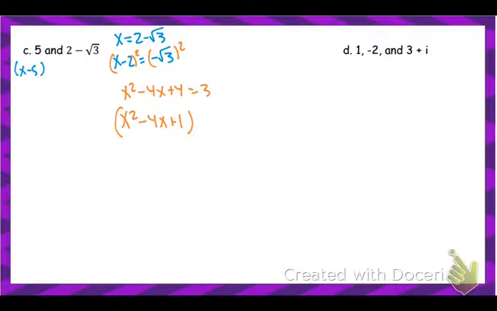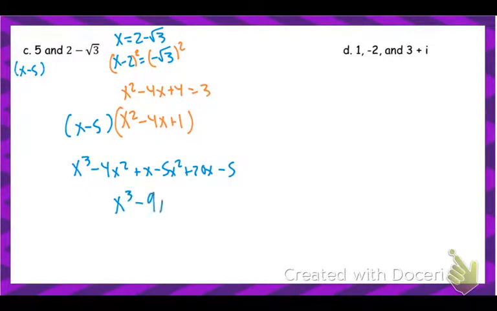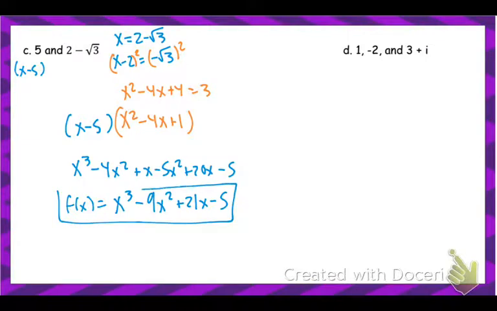Well, then from here, to find my final polynomial, I need to multiply this by x minus 5. So multiply that out, I get x cubed minus 4x squared plus x minus 5x squared plus 20x minus 5. And then I get my polynomial. And I'm done.